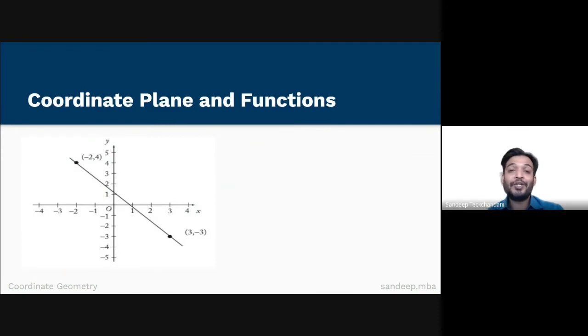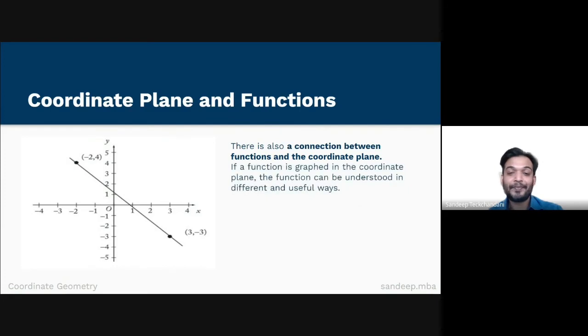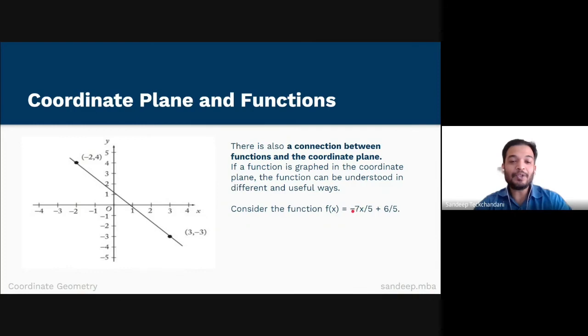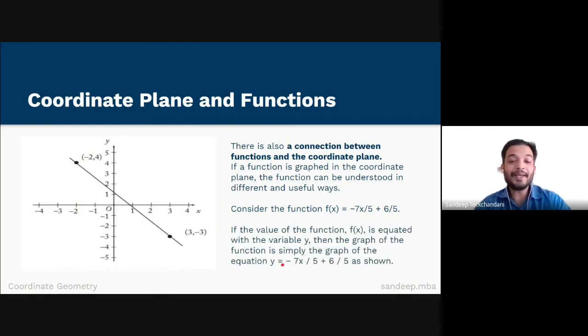There is also a connection between functions and the coordinate plane. If a function is graphed in the coordinate plane, the function can be understood in different and useful ways. Consider the function defined by f of x is equals to minus 7x upon 5 plus 6 upon 5. If the value of the function f of x is equated with the variable y, then the graph of the function in the xy coordinate plane is simply the graph of the equation y is equals to minus 7x upon 5 plus 6 upon 5 as shown in the slide over here.